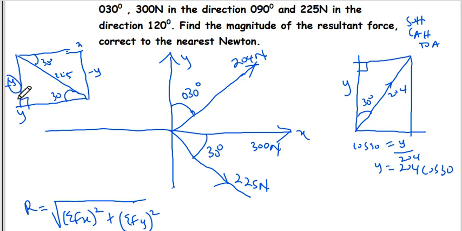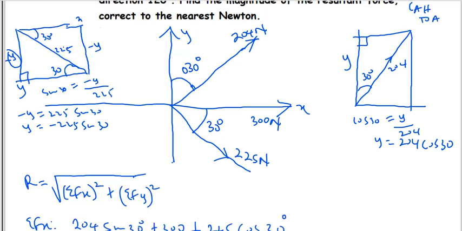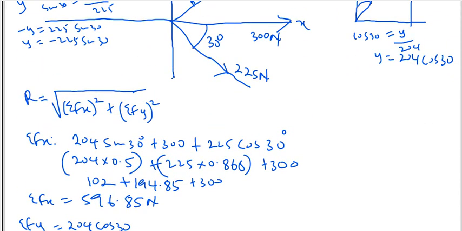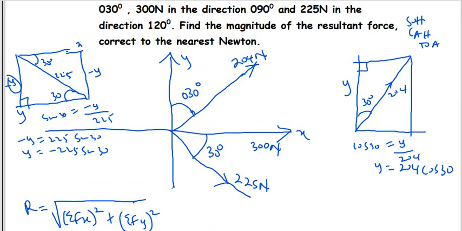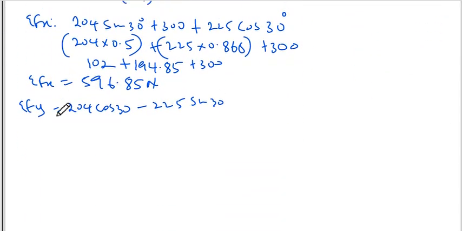This is opposite, and this is the hypotenuse. So that's sine. So sine 30 is equal to minus y over 225. So minus y is equal to 225 sine 30. So y is equal to minus 225 sine 30. So that's how we got it. So resolving it to the y-axis, that's minus 225 sine 30. Yeah, I think that's all. No other force. X is 0 already, so it's not on the y-axis.